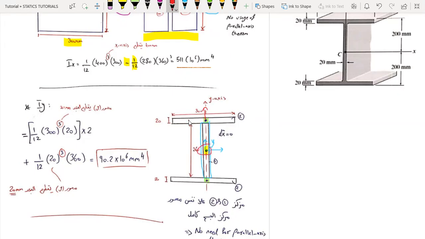If it were not, for example, we would use the parallel axis theorem, and this distance would be dx, so it would be Iy plus A dx squared. But here they are all on the same axis, so dx is 0. So we will say 1 over 12, 300 cubed. Why 300?